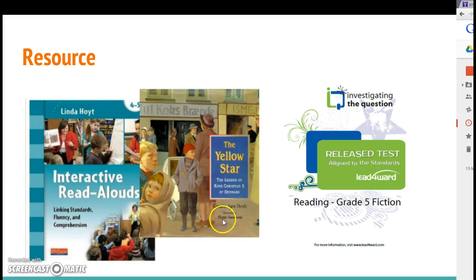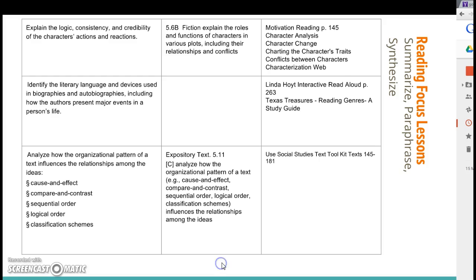But if you don't have this book in your library, then take a look at that lesson, pick up each piece of literature, and model that lesson format. This is another released test I found from Lead Forward, talking about that last released test, and I'll attach that to Figure 19E, which will give you some good help.